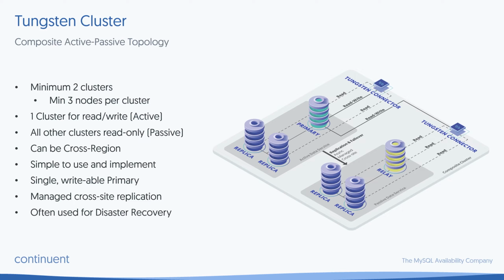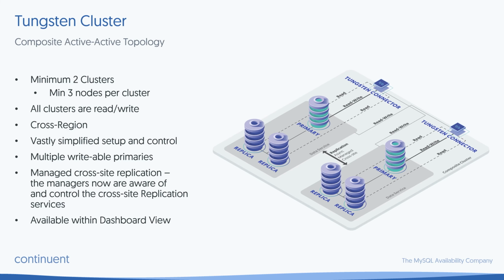A single writable primary, so all the writes will go to that primary cluster. All the reads will be distributed across both clusters depending upon where the connectors sit. Managed cross-site replication, perfect for disaster recovery, geo-distributed configurations, and so you can have more than 3 nodes per cluster, and you can have more than 2 clusters if you wish. You can deploy multiple of these clusters to suit.